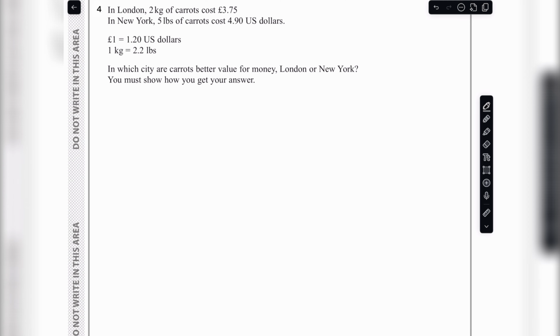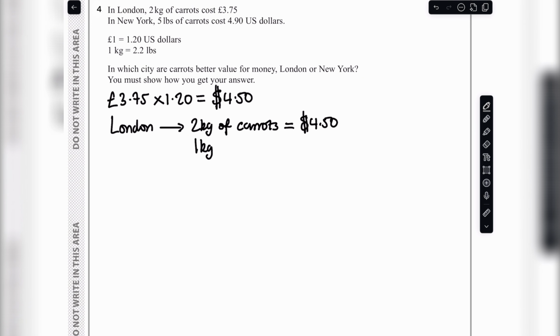So the first thing I'm going to do is multiply £3.75 by 1.20 to convert it into dollars. And that gives us a value of $4.50 US. So in London, 2 kilograms of carrots is equivalent to $4.50 US. So 1 kilogram of carrots can be bought for $2.25 US.